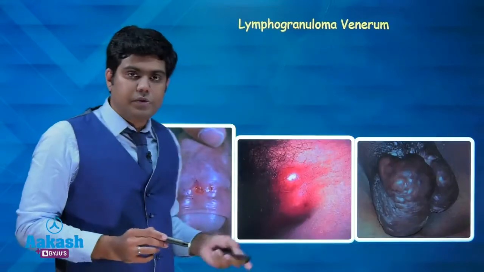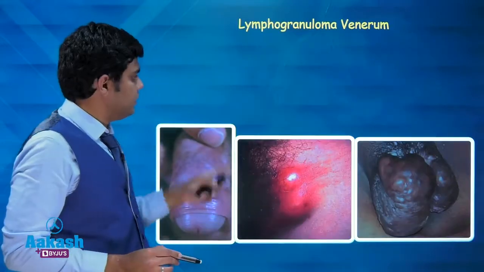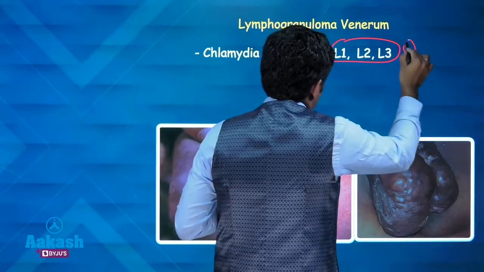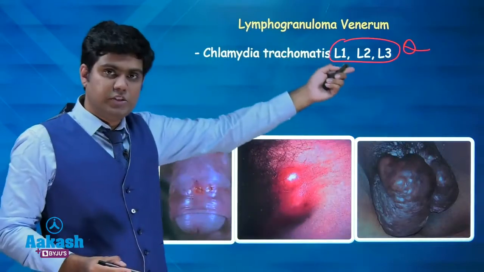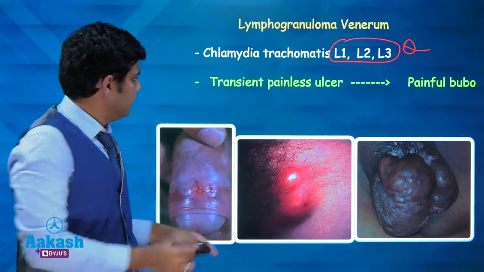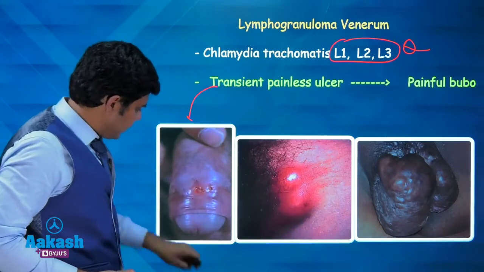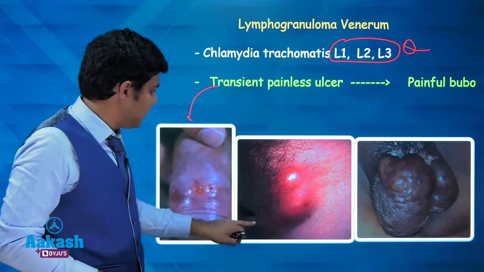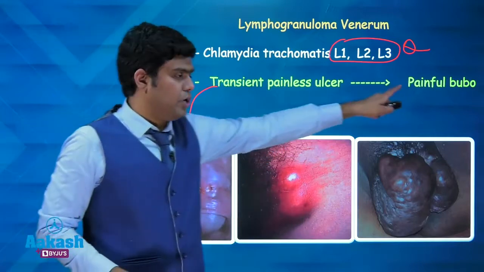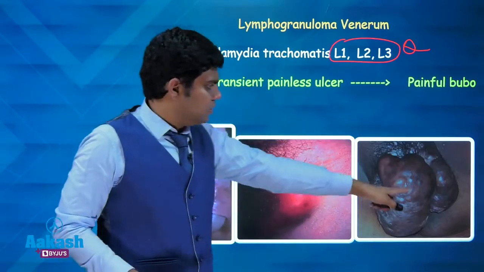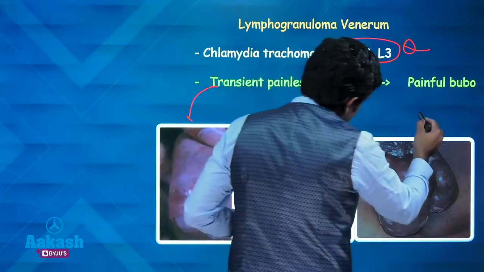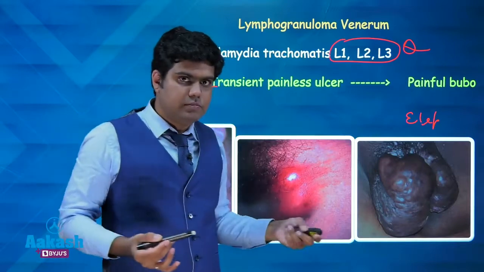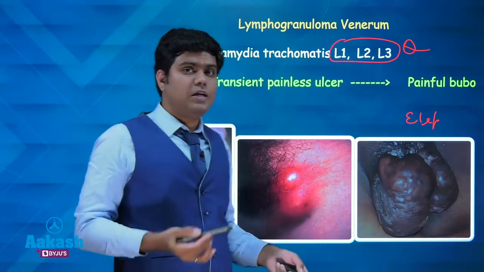Okay, what about LGV? In LGV, we see groove sign. So let us discuss LGV. Important thing is the cause. So Chlamydia trachomatis L1, L2, L3, important MCQ. It is responsible for LGV, and it will have 3 stages. Transient painless ulcer. So very tiny ulcer, patient may not notice it because it is painless. Secondary stage will have lymphadenopathy, painful bubo. And we have tertiary stage where we can see elephantiasis, right? Elephantiasis, distension of genitals because of lymphatic blockage.